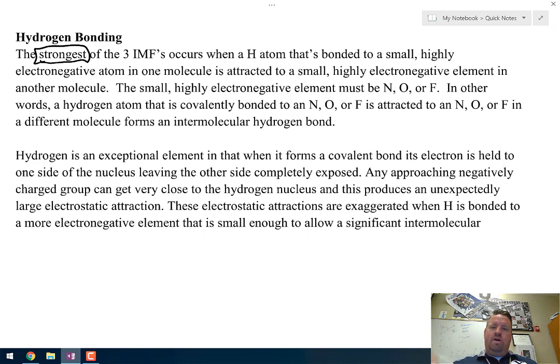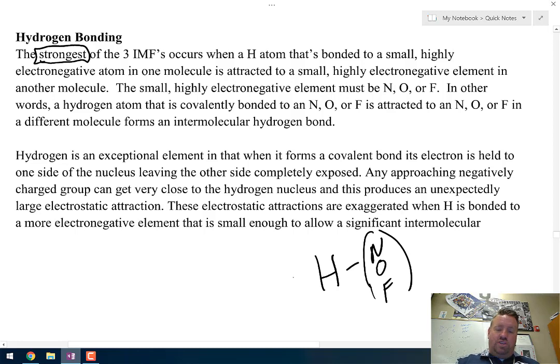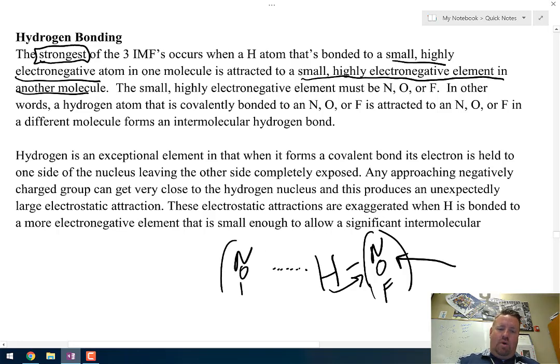Okay, hydrogen bonding occurs when the hydrogen of one atom that's bonded to either an N, an O, or an F, a small, highly electronegative atom, is attracted to a small, highly electronegative element in another molecule. So it has to be one of those three. Those are the only three. There can't be more. So the hydrogen must be bonded to an N, an O, or an F, and then it must be attracted to an N, an O, or an F on another molecule.